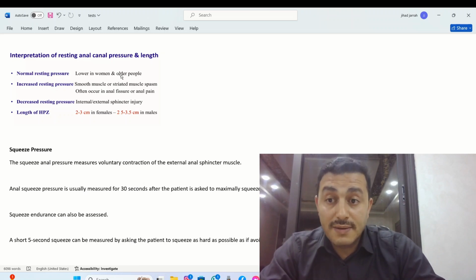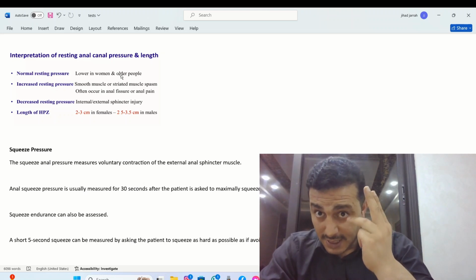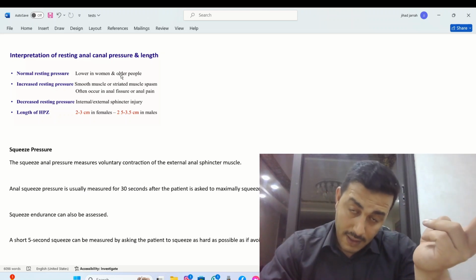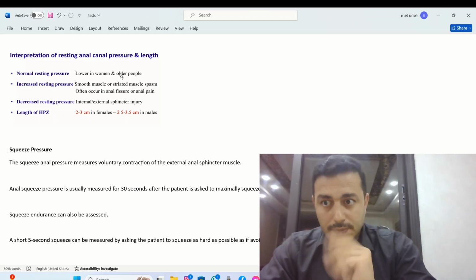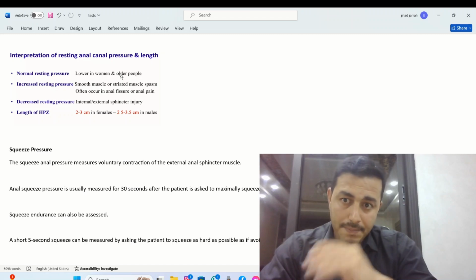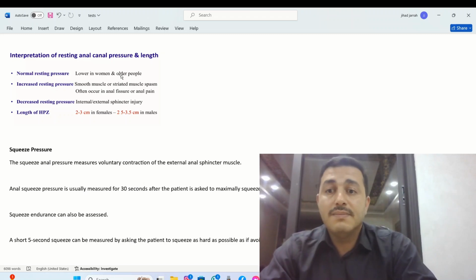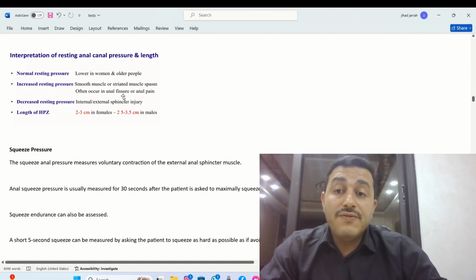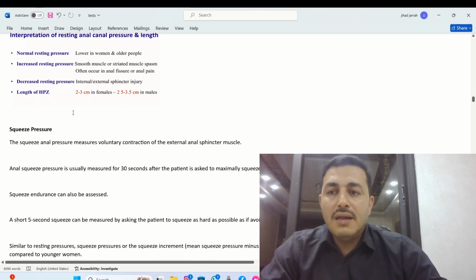It means the smooth muscle or the striated muscle, because we said the resting pressure is due to the internal and external sphincters plus the hemorrhoidal plexus. So if it's increased, it can be due to the smooth muscle, internal, or striated muscle, external. It can occur in fissure or idiopathic anal pain. Decreased pressure, we said, is hypotonicity, which can be, for example, due to sphincter injury.